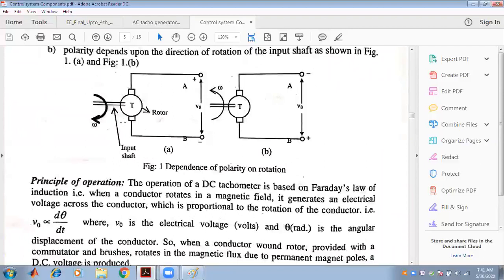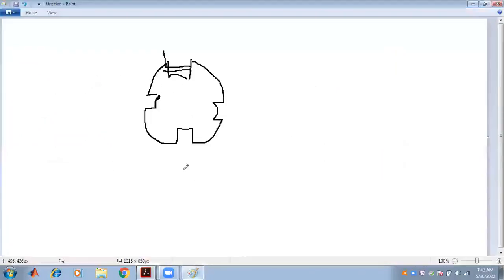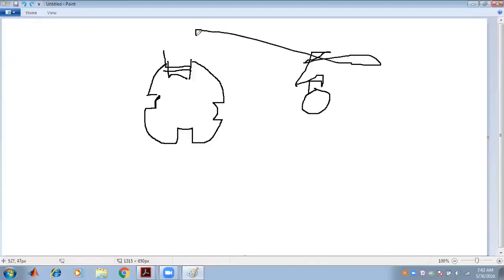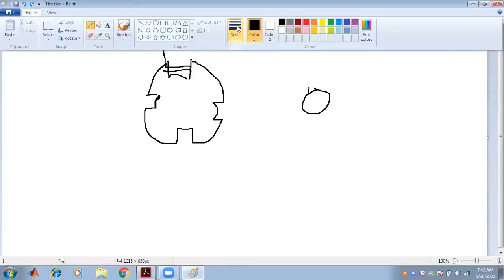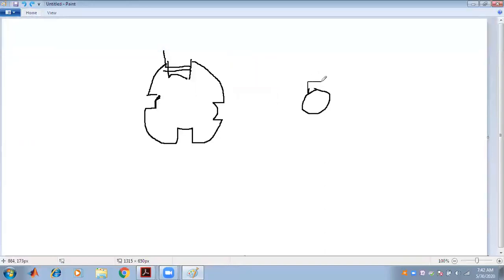So there is a rotation. If I draw that, this is the rotor part, and it is seen that it is connected.